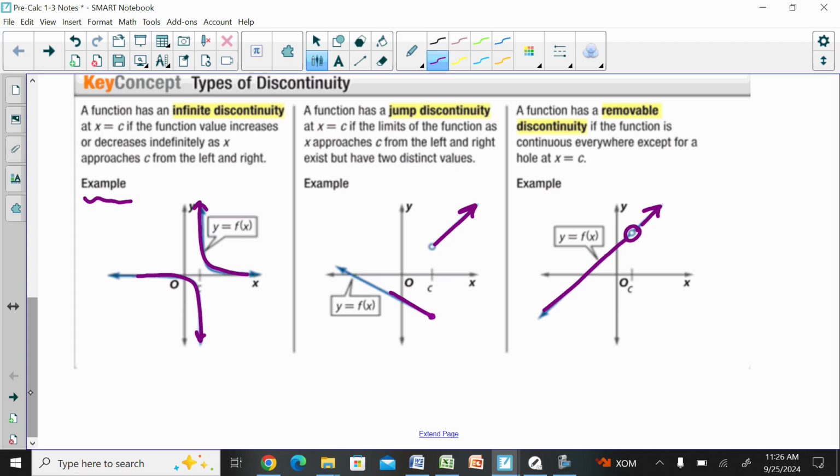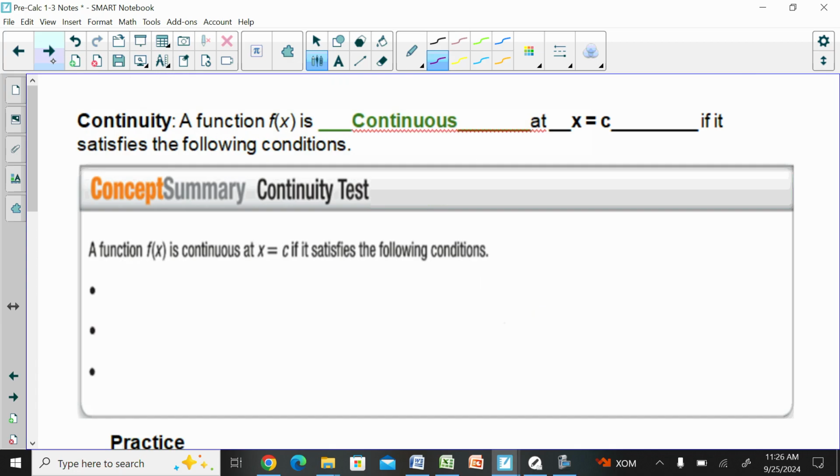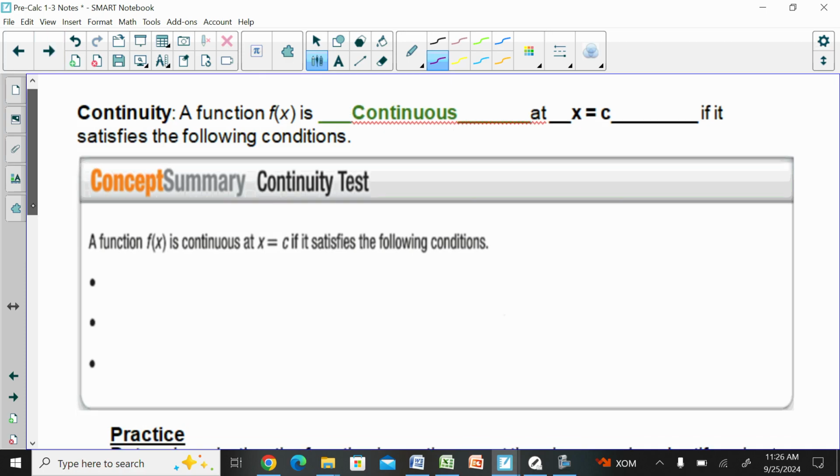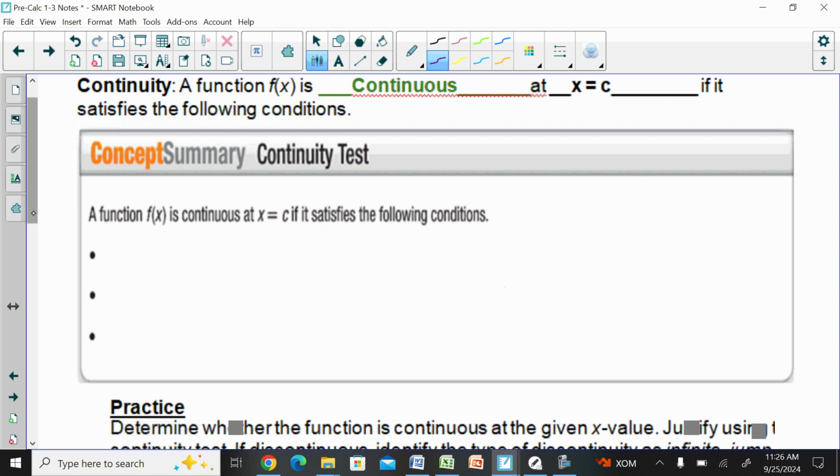Let's look at the next page here. Okay, so a function is continuous at x equals c if it satisfies the following conditions. There are a few conditions it has to meet to be continuous. So let's write those in.